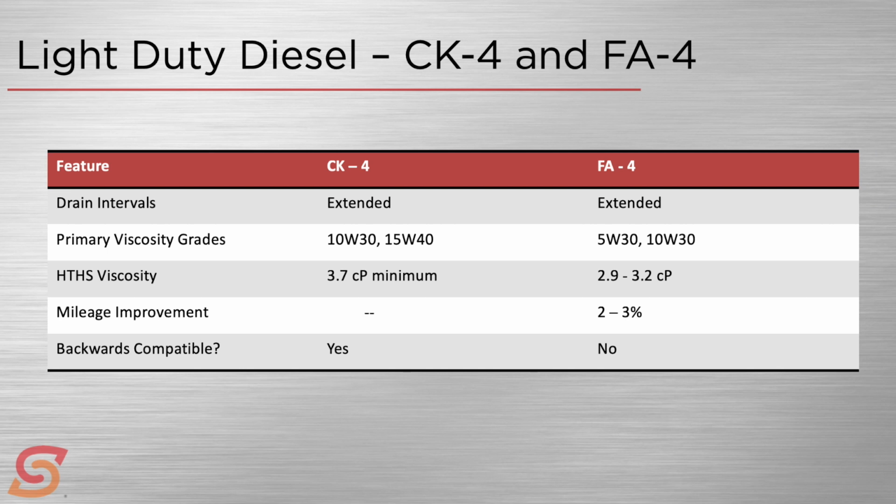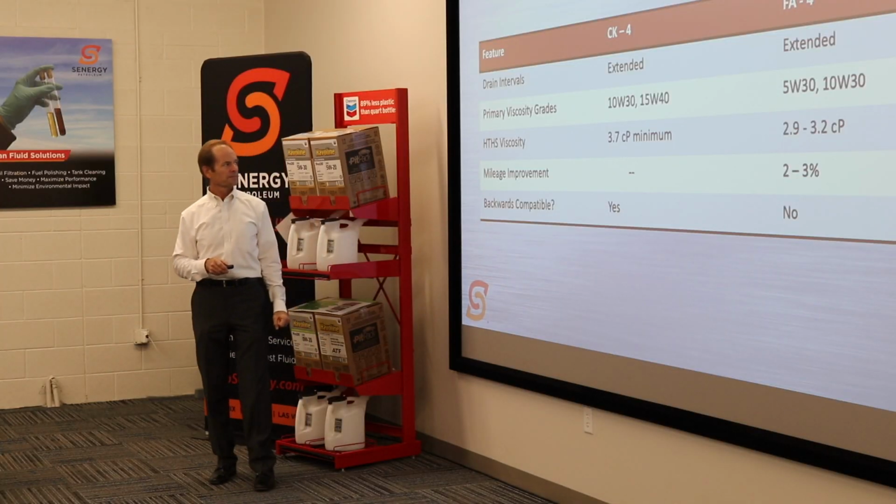Okay, high quality oils. The first difference we see up here is in the primary viscosity grades. Your CK4 is your heritage 15W-40 stuff, your usual truck oil, available in 15W-40. FA4 is going to feature lower viscosity grades, 5W-30, 10W-30. The FA4 specification explicitly prohibits 15W-40. You can't have a 15W-40 meeting FA4.